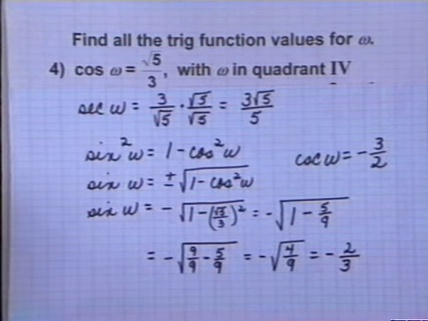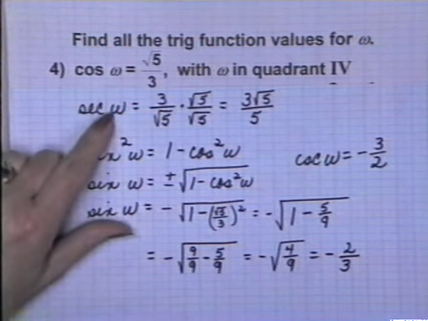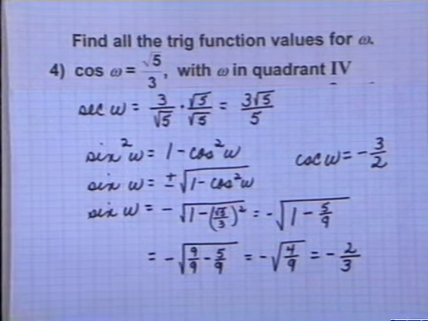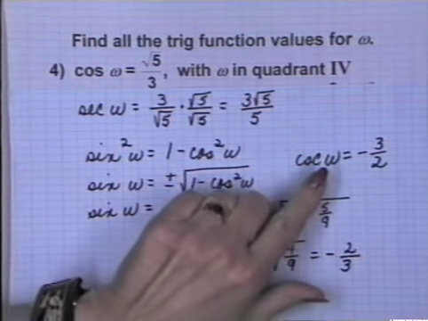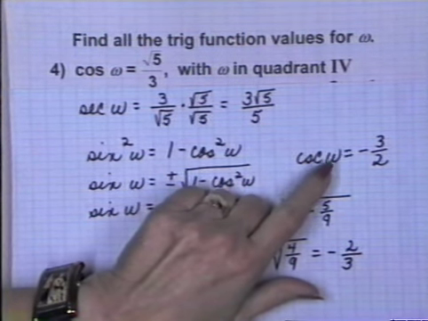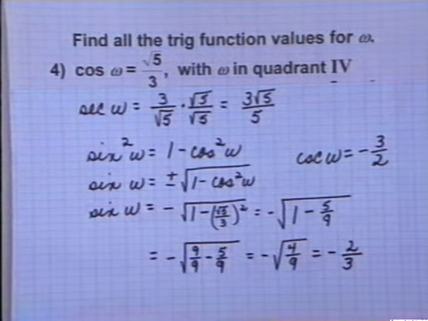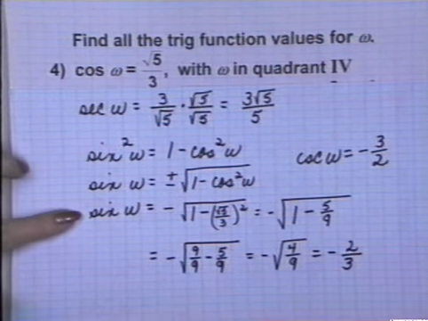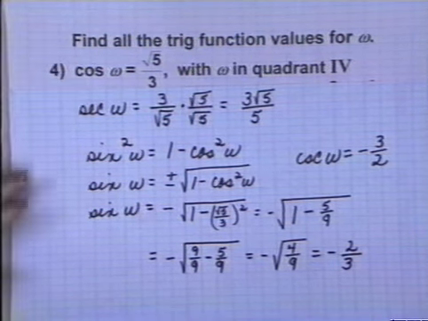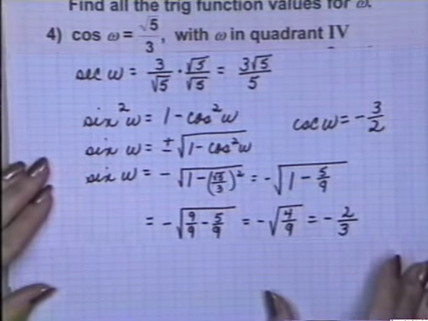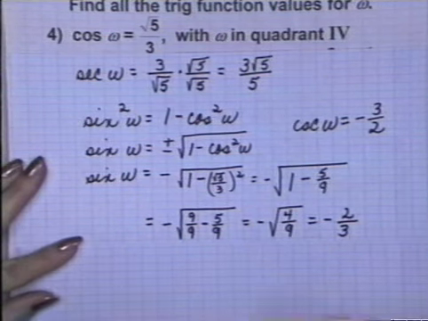We could find the tangent by using the Pythagorean identity that relates the secant and the tangent, and we could find the cotangent by using the Pythagorean identity that relates the cosecant and the cotangent. But I'm going to choose to use the quotient identities for the tangent using my sine and my cosine. So let's remember what those quotient identities were.